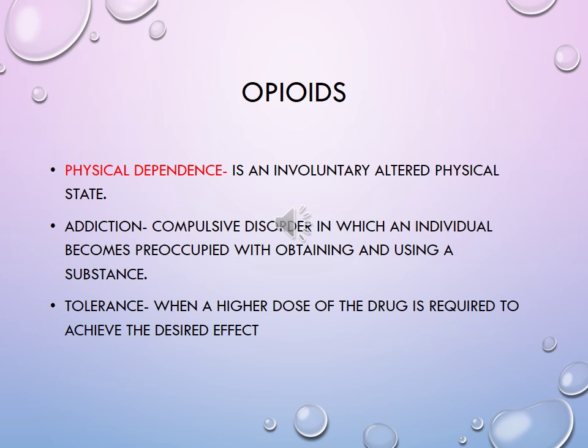You have physical dependence in opioids. This is an involuntary altered physical state. You can have an addiction, which is a compulsive disorder in which an individual becomes preoccupied with obtaining and using it. And a tolerance is when a higher dose of the drug is required to achieve the desired effect.